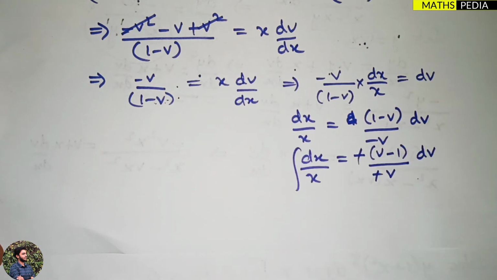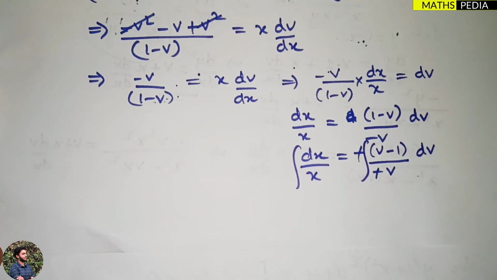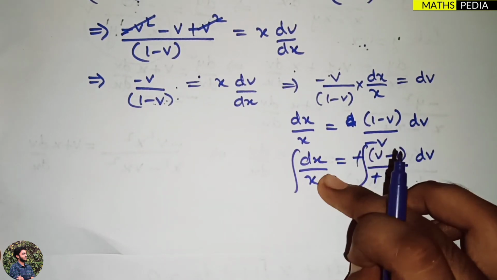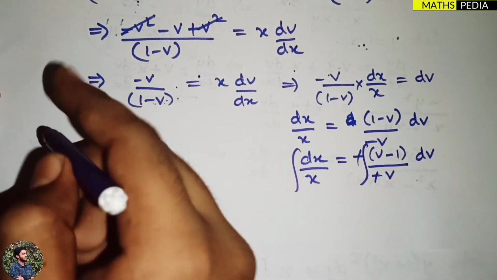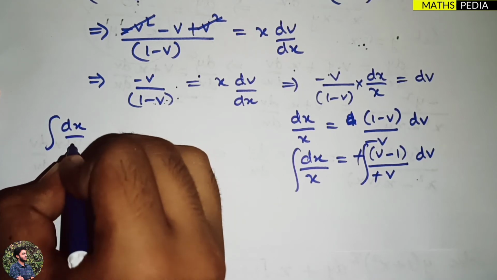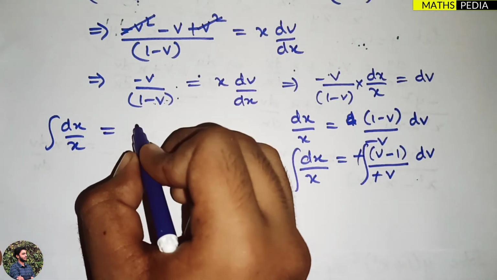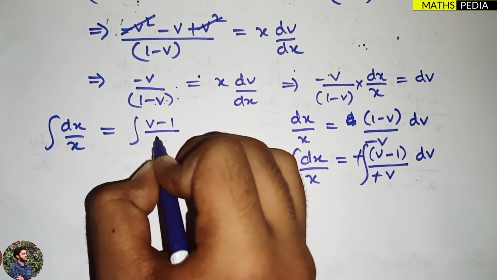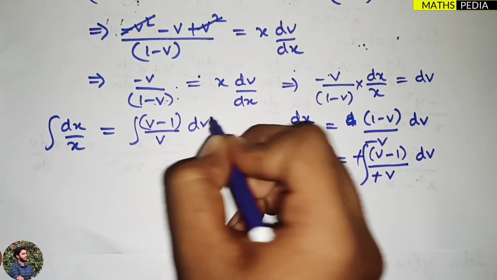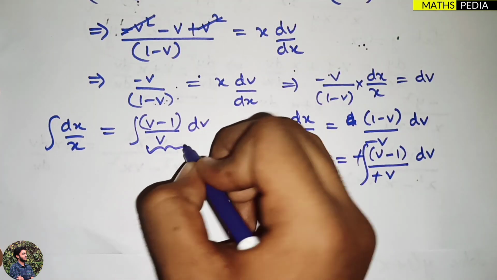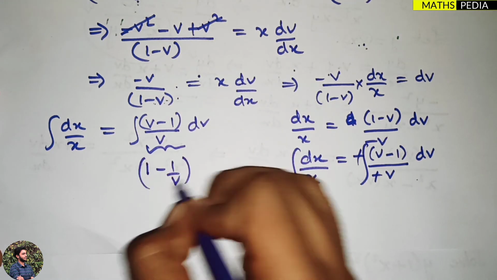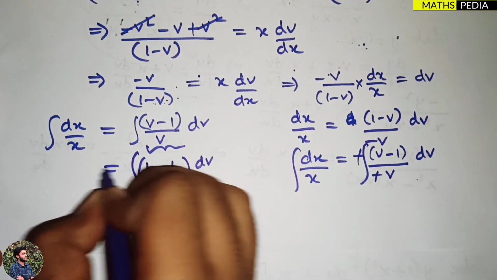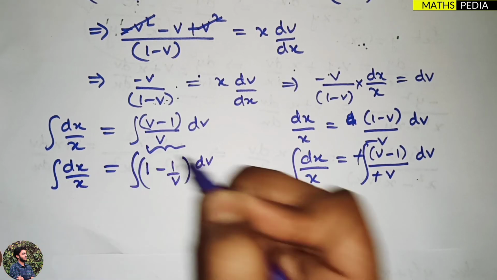Next step, integrating both sides. So after getting dx with the x term and dv with the v terms, you have to just integrate both sides. So when you integrate both sides, the dx by x you can write it as what? Log x. Here we have to just simplify this term, so I'll write it over here. Integration of dx by x is equal to integration of v minus 1 by v into dv. This part you can simplify further. I can write it as 1 minus 1 by v, right? Integration of 1 minus 1 by v into dv, which is equal to integration of dx by x.